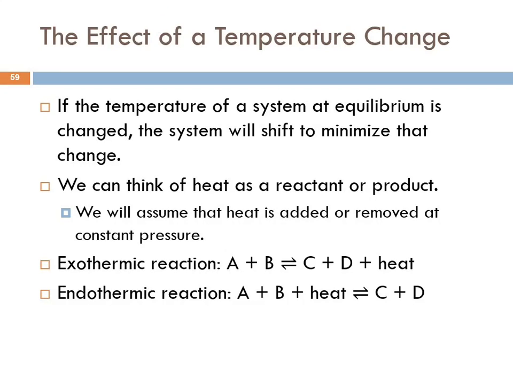What about temperature? If the temperature of a system changes, the system will shift to minimize the temperature change. So we can think of heat as a reactant or a product. And throughout this discussion, we're going to assume that when we have heat being added or removed, we have constant pressure. We're not going to make things complicated. So an exothermic reaction, we can think of heat as a product. And an endothermic reaction, we put heat in, and it's a reactant. So exo, heat leaves, exits. Endo, heat goes in.